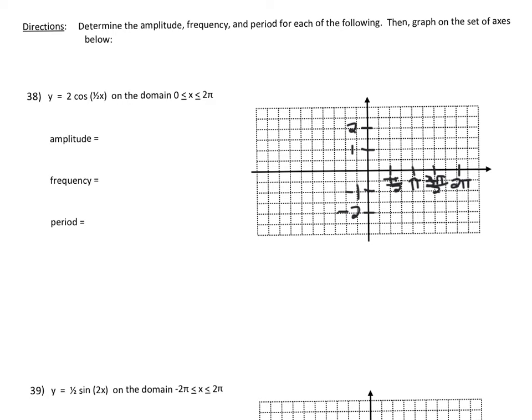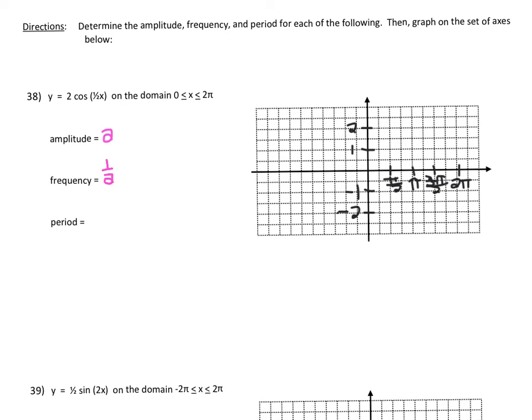All right, now for the hard ones where we actually have to graph them by hand. So the first thing they want us to do is determine the amplitude, frequency, and period. So the amplitude is in front of the word sine or cosine, so in this case it's 2. The frequency is in front of the x, so in this case it's 1/2.